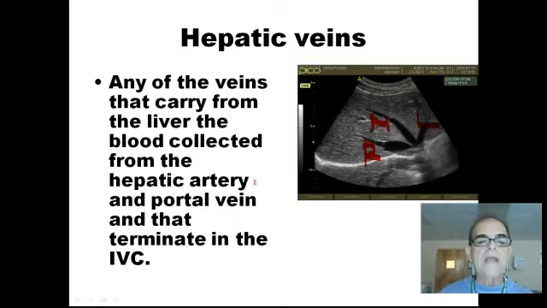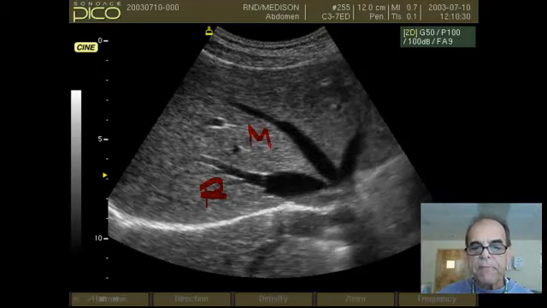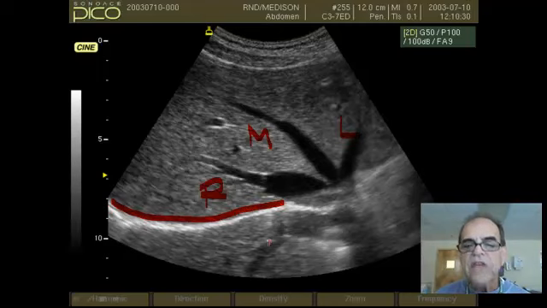Any of the veins that carry from the liver the blood collected from the hepatic artery and portal vein, and that terminate in the inferior vena cava. Hepatic veins: right hepatic vein, middle hepatic vein, left hepatic vein. You can see here the hyperechoic landmark, the diaphragm.